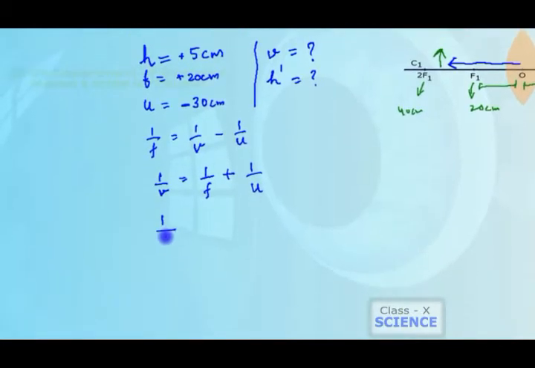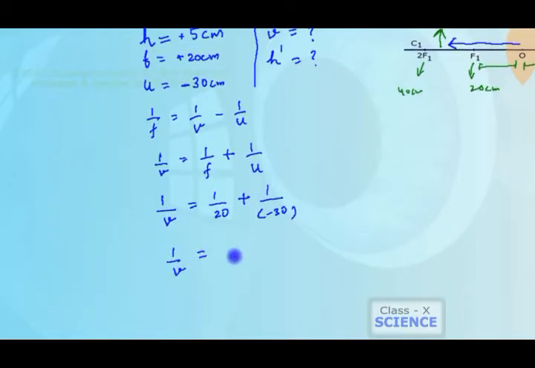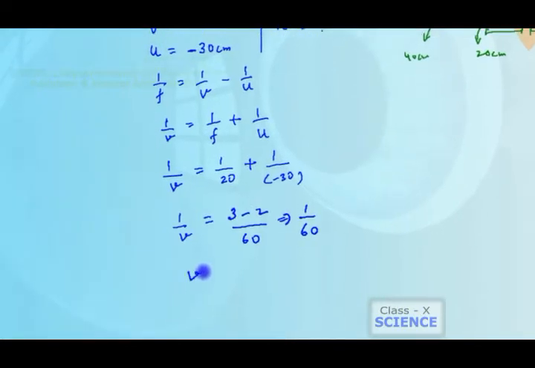So, 1 by v is equal to, f is given as plus 20. So, here 1 by 20 we write, plus 1 by u, u is given as minus 30, right, minus 30 we write. By solving this we will get 1 by v is equal to, further solving this we will get 3 minus 2 divided by 60, right. So, here 3 minus 2 is 1. So, here 1 by 60. 1 by v is equal to 1 by 60. Then by reversing this, v is equal to 60 centimeter.